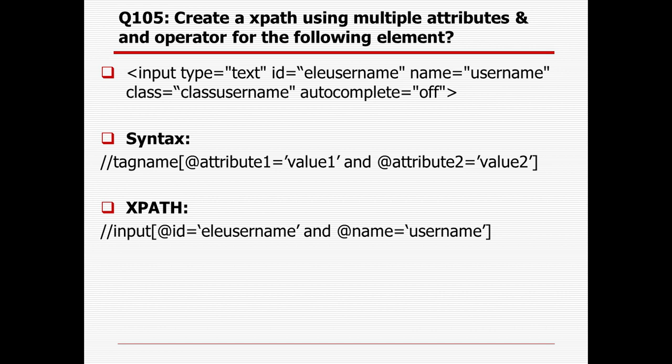Similarly, how can you create an XPath using the AND operator with multiple attributes? Why do we use the AND operator? Suppose that using a single attribute, the object is not identifiable because that attribute is already present for another element. But whenever you use multiple attributes, unique object identification can be done. That is the reason we use the AND operator. The syntax is double slash tag name, at the rate attribute 1 equal to value 1 and at the rate attribute 2 equal to value 2. So here, double slash input, at the rate ID equal to ele username and name equal to username. That's how you can create the XPath using multiple attributes and the AND operator.